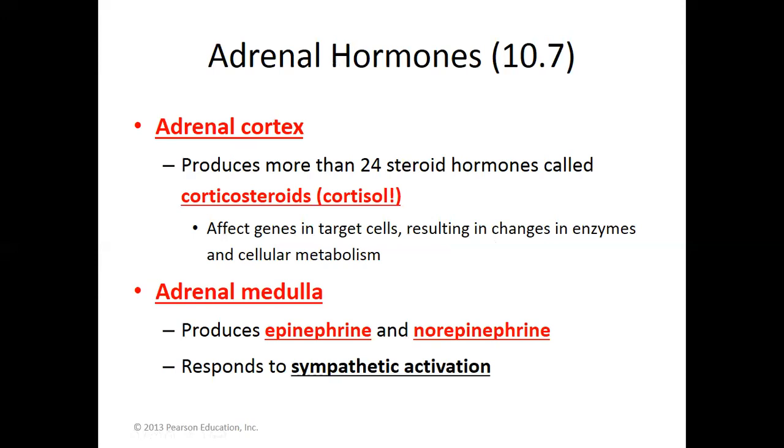A specific example of these steroid hormones would be corticosteroids, and the major corticosteroid is cortisol. They can affect genes in target cells because they're lipid derivatives. The receptors for these hormones are inside cells, can be on DNA, and can affect transcription and translation of DNA, and consequently cellular metabolism. The adrenal medulla we talked about before, so I'm not going to spend much time on it, but it secretes epinephrine and norepinephrine in response to communication from the hypothalamus.